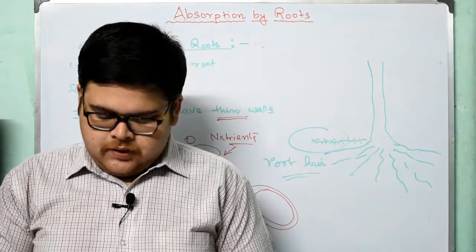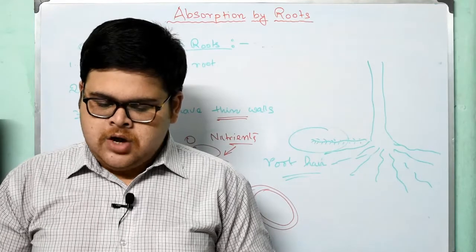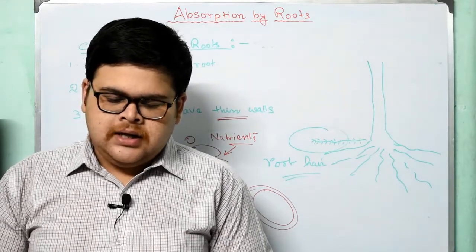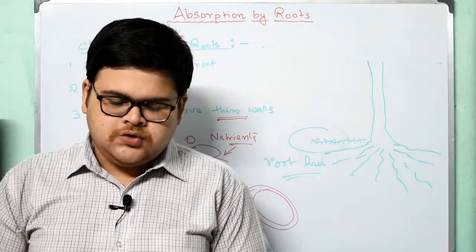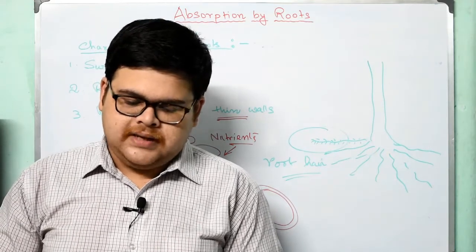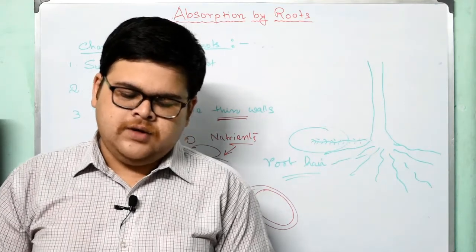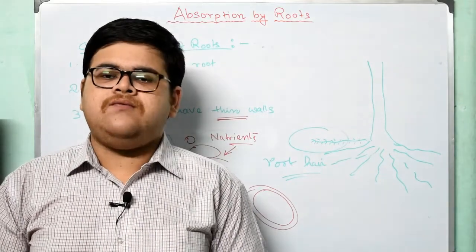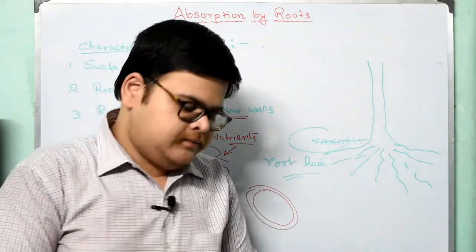The entire mechanism of absorbing water and minerals from the soil by the roots, its movement through the thickness of the roots, and subsequently its upward conduction through the stem is a result of 5 main phenomena. So what are the 5 phenomena that we will be studying here?